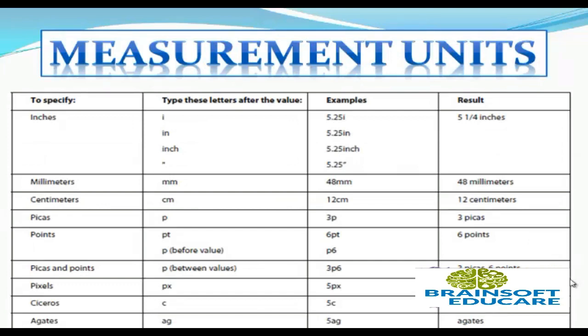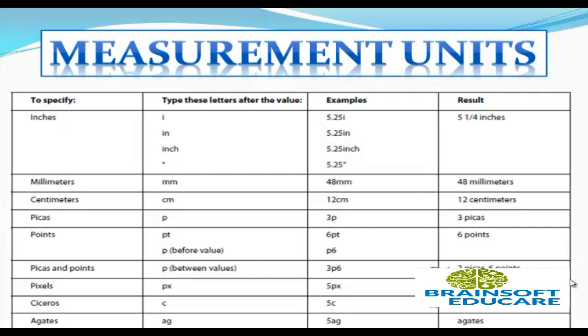Here measurement units are given. Measurement units specify inches, millimeters, centimeters, picas, points, picas and points, pixels, etc. To specify inches, millimeters, centimeters, picas, points, etc., type the letter after the value. For example, 5.25 i. The result is 5.25 inches.